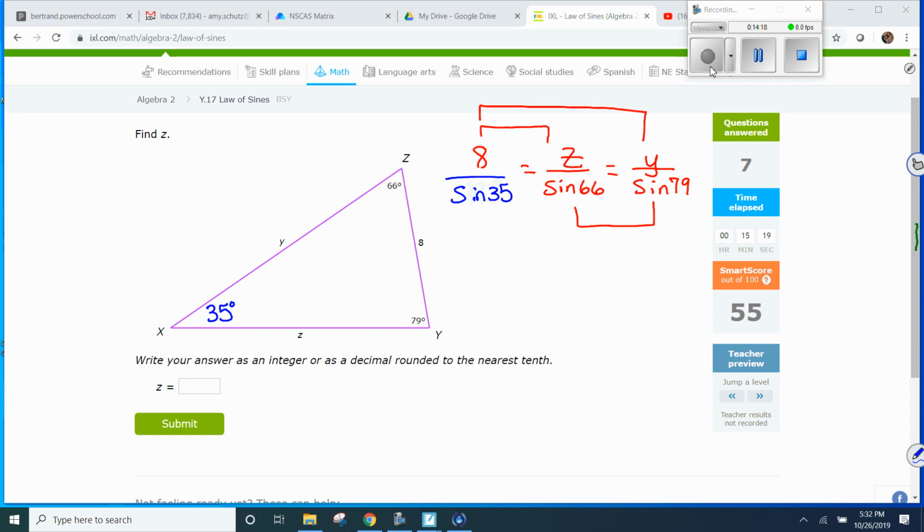What they are asking you to solve for is z. So you do have your proportion right here that you can solve. So you're going to take 8 times the sine of 66, and you're going to divide by the sine of 35 degrees. And when you do that, you get 12.741. So it's just going to be 12.7 for an answer.